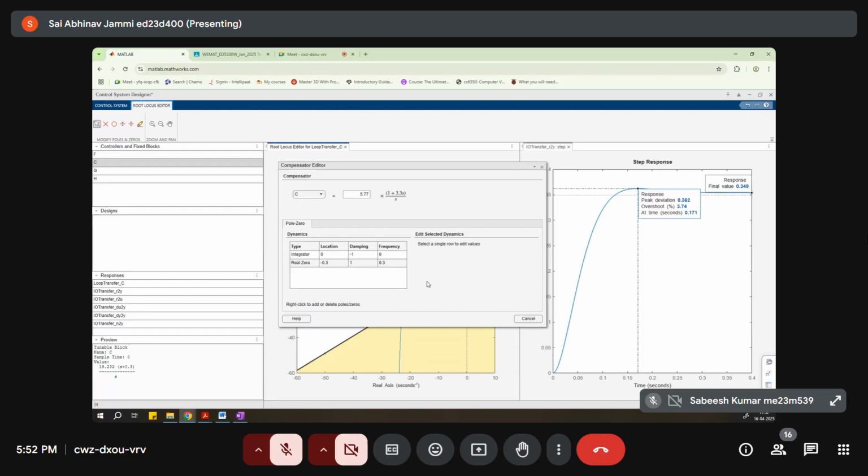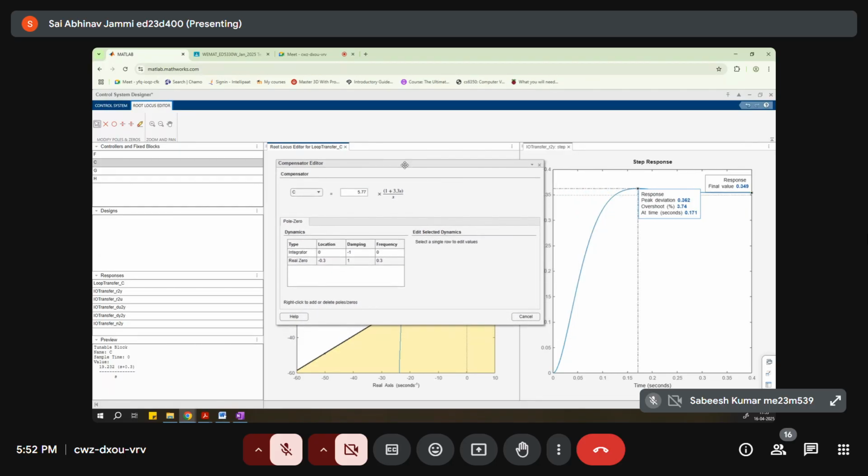I'm still not able to correctly understand, but okay. So this is a second order system, right? Because in our state space model, yes, second order system.